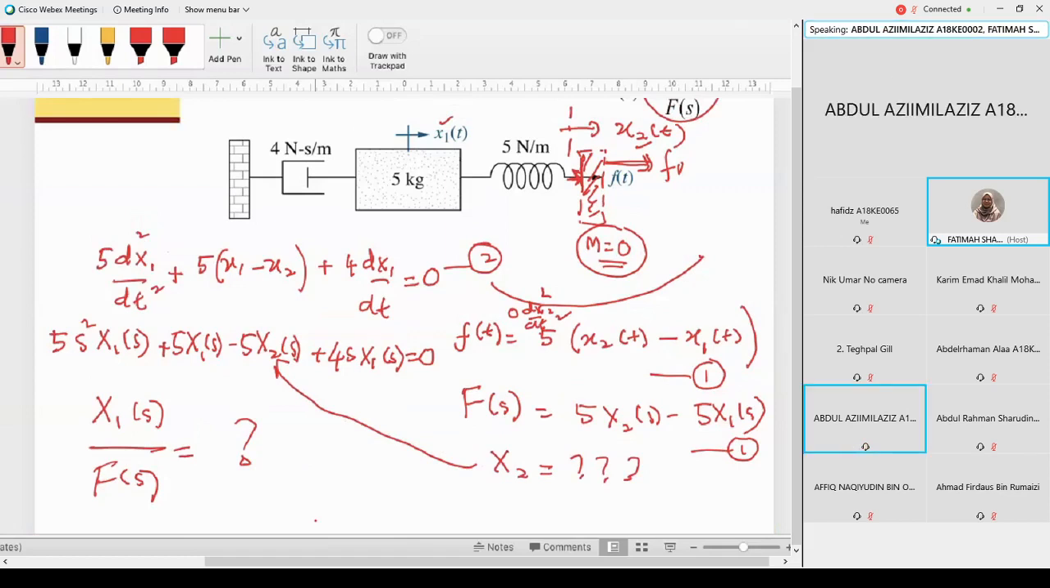I have a question. For test 1, we cover until what topic? Your test one is week 4, week 5, week 6. So until mechanical, but the question is not ready yet. Until maybe chapter 2, right? Not at the end of chapter 2, because in chapter 2 we have electromechanical.